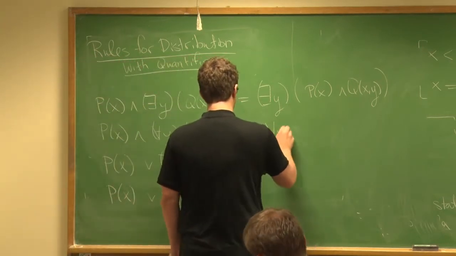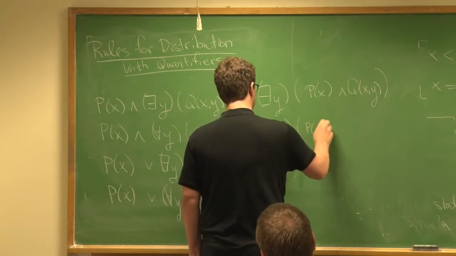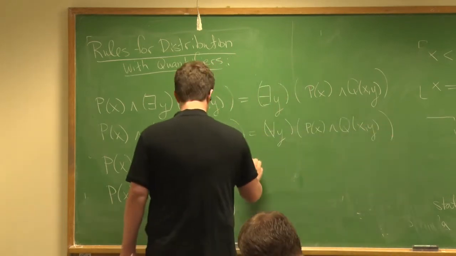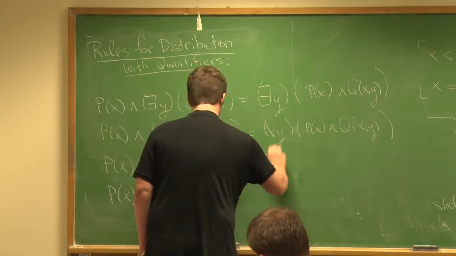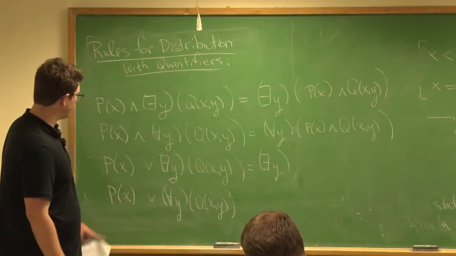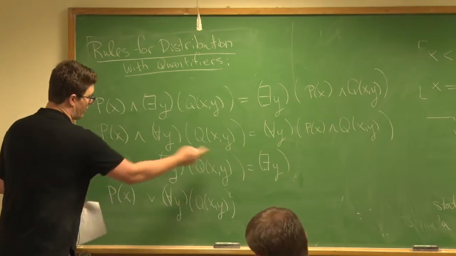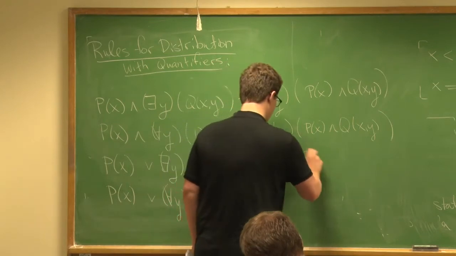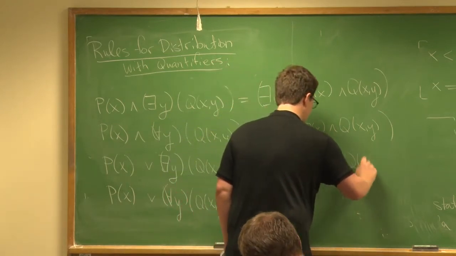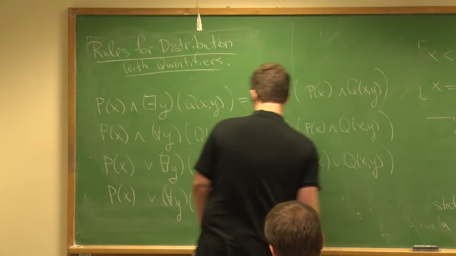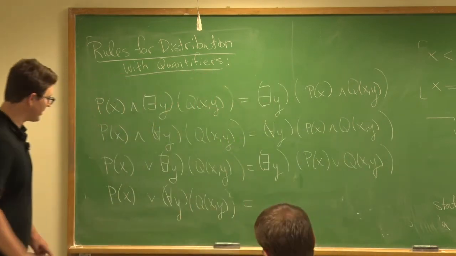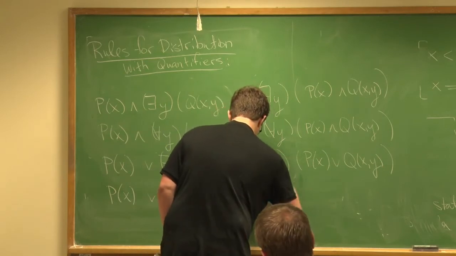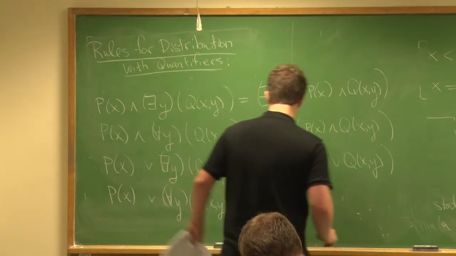So this one's for all y, p of x and q of xy. This one's there exists a y. And so you can just distribute this too. So this is like a big OR, right? You might as well have the OR in every single term. So p of x or q of xy. And then here, same thing. You can distribute again. So this is for all y. And so this is like the distribution of or over and.